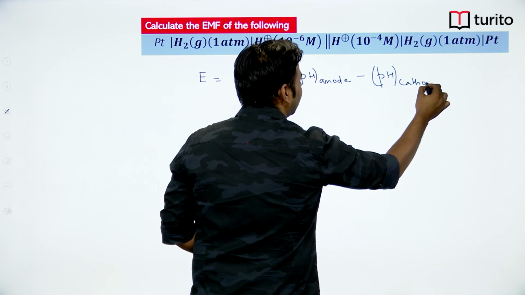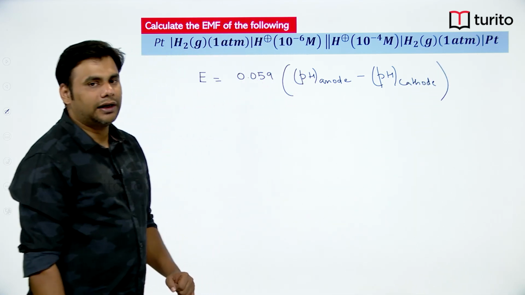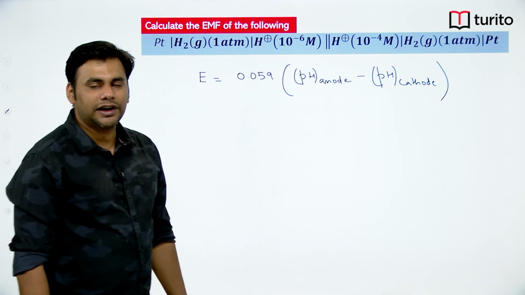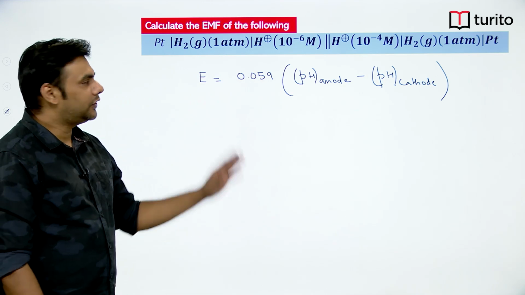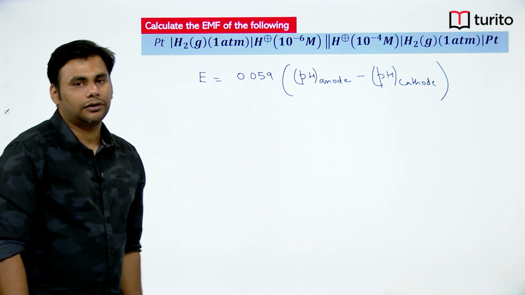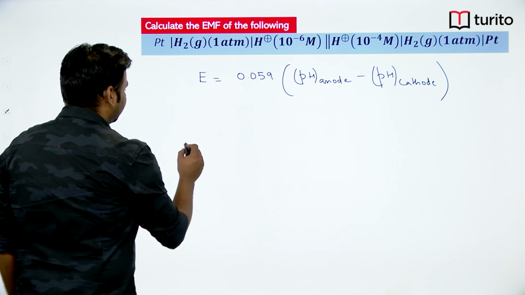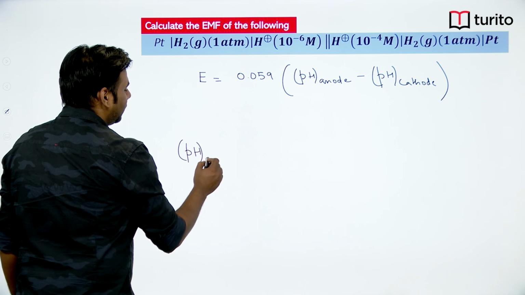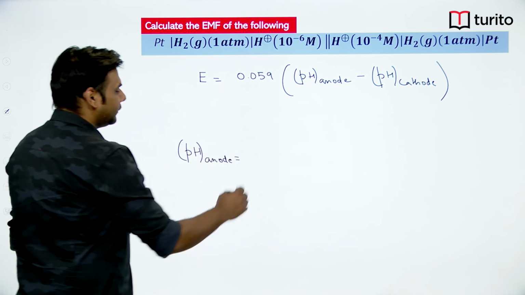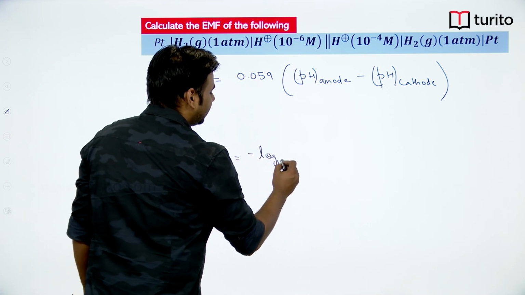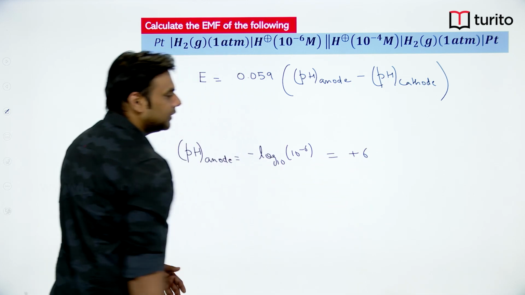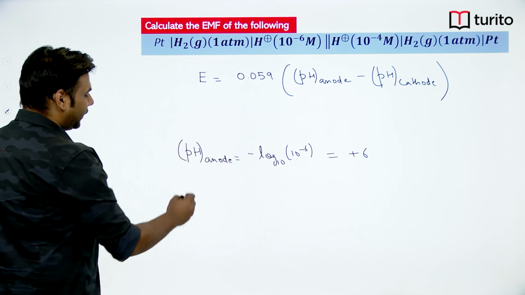Okay, because you can see that this is an electrolytic concentration cell, because the partial pressure of the hydrogen gas is the same in both the cases. So obviously the concentration is different for the electrolyte. For pH of anode, we know that the concentration of H plus is 10 raised to minus 6. So this will be minus log of base 10, 10 raised to minus 6. So this minus 6 will come out and it will become plus 6. So pH at anode is 6.